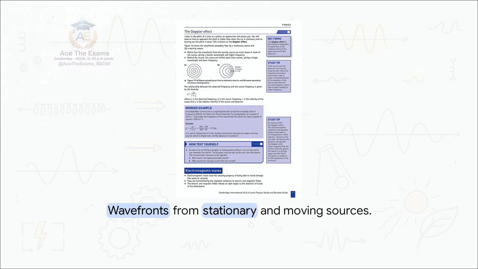Look at the moving source on the right side of this image. Notice how the circular wavefronts actually bunch up closer together in front of the moving object? Because the source is literally chasing its own waves, the wavelength gets shorter. This results in a higher frequency, which our ears interpret as a higher pitch. Behind the source, the waves are stretched further apart, giving us a longer wavelength and a lower frequency.